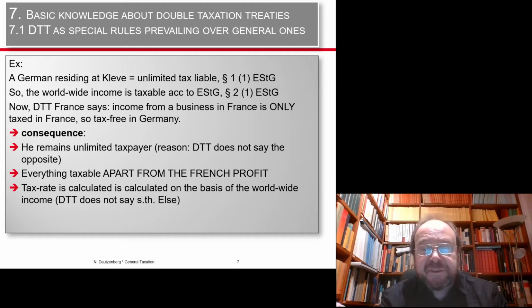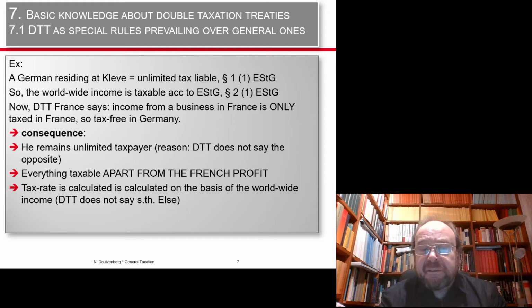Imagine you have a German person residing at Kleve. Then you know already, if it's a German person, so person would be natural person, so the Income Tax Act, the ESTG applies, and Kleve is in the German inland, so having a residence living at Kleve leads to unlimited tax liability under paragraph 1, section 1 ESTG. So we have somebody who has, according to the usual rules, to pay tax on the worldwide income according to paragraph 2, section 1 ESTG.